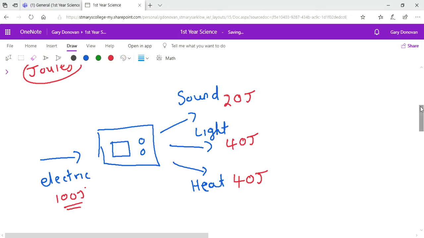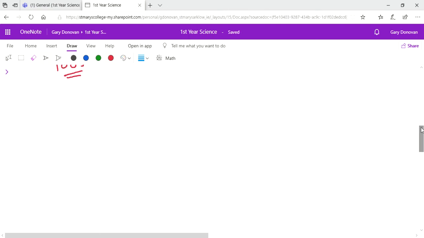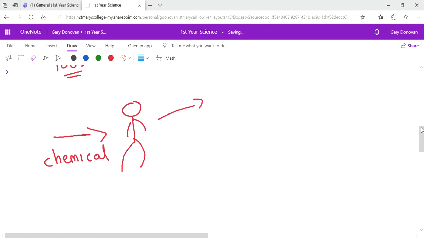There are loads of examples, but I'll do one more. What about you? What about a person? Here's my drawing for a person. Where do we get our energy from? Well, we get our energy from food, and food is stored chemical energy. So we eat that food, and in our body chemical reactions happen, and we change that energy from chemical energy into different types of energy.